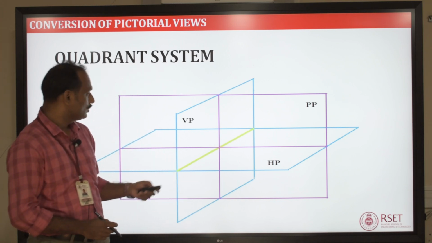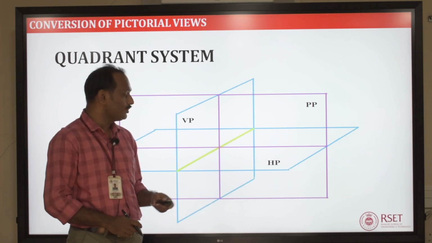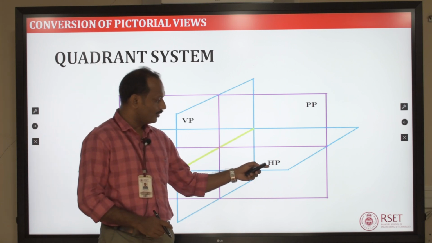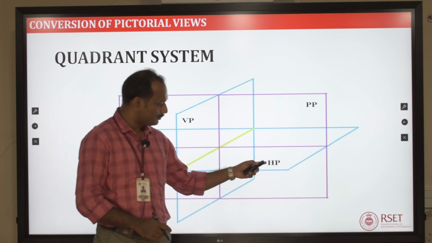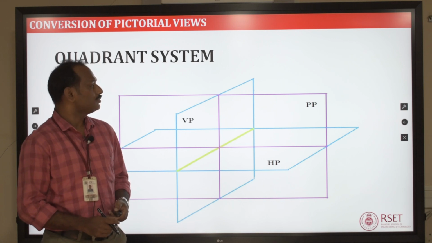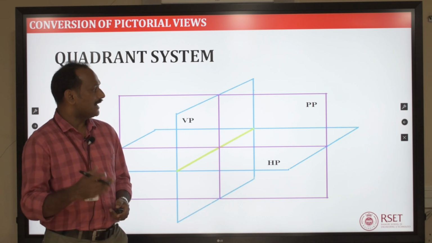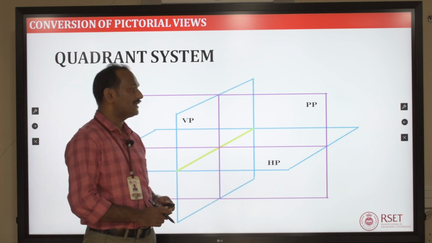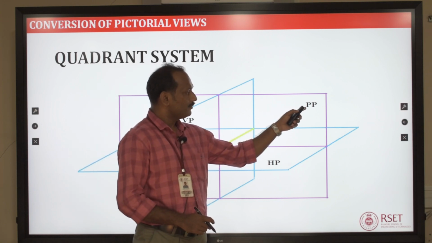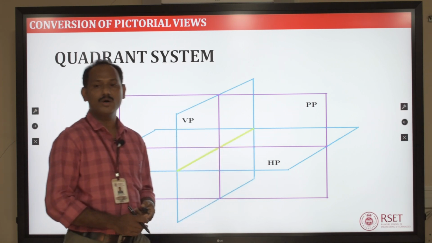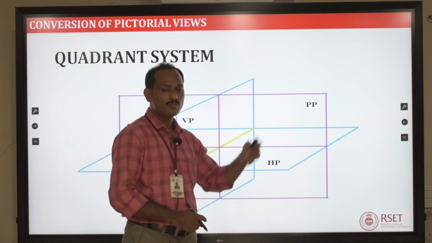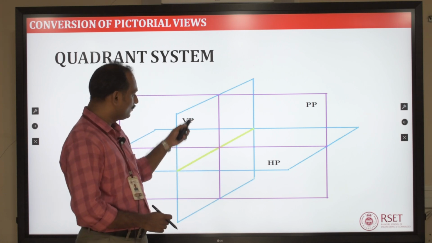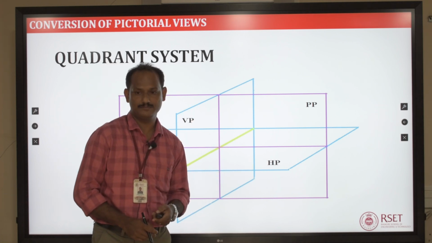So, you can mark the front view on the vertical plane. You will get the top view of the object on the horizontal plane. We need to represent the side view. We have an extra reference plane that is called PP. Here it is not picture plane, it is called profile plane PP. So, this PP is perpendicular to both the vertical plane and the horizontal plane.